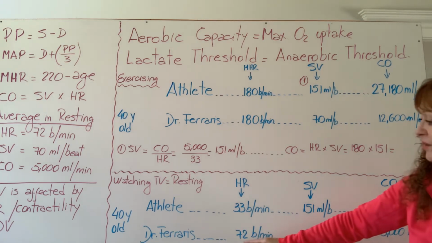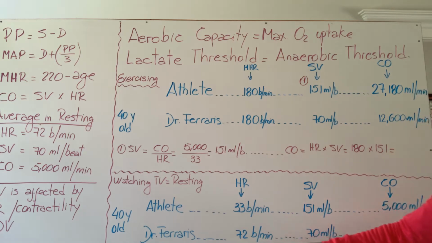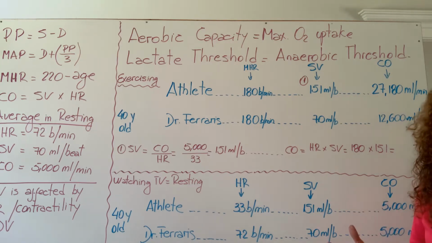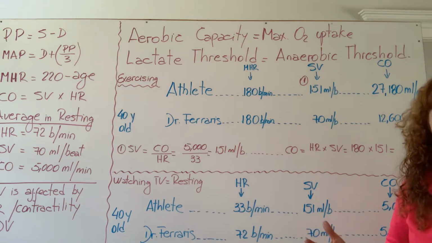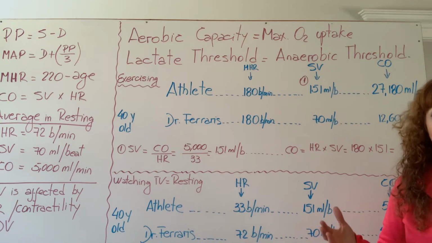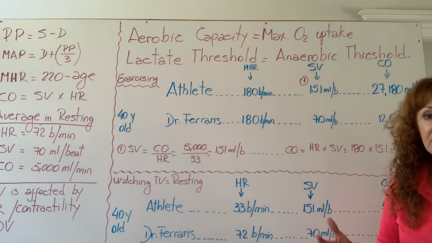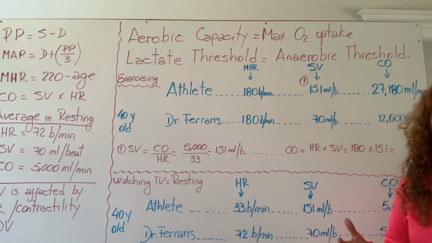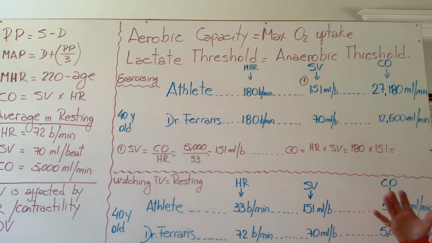And same scenario for me, because during resting position, my cardiac output and the athlete's cardiac output should be pretty much the same. Because in that way, our cardiovascular physiology is balanced. The cardiac output in resting conditions averages 5,000 milliliters per minute.